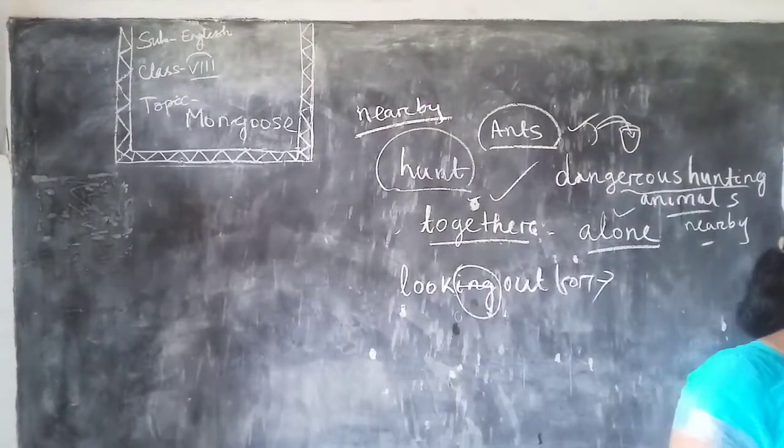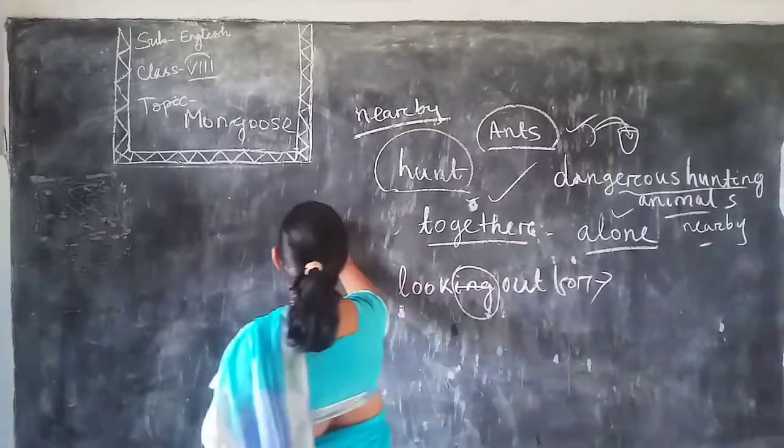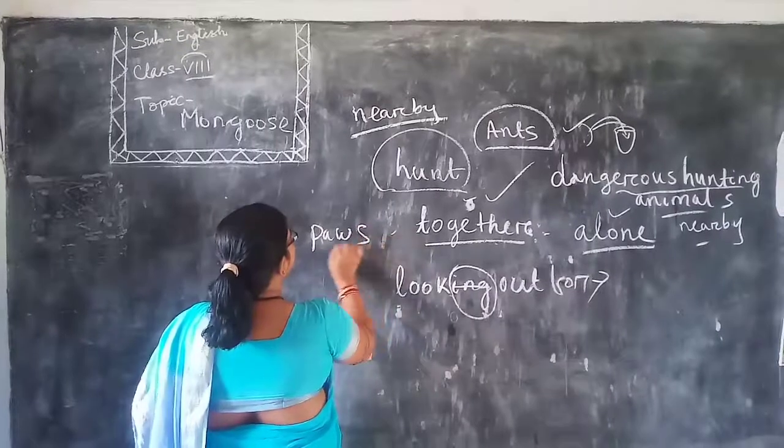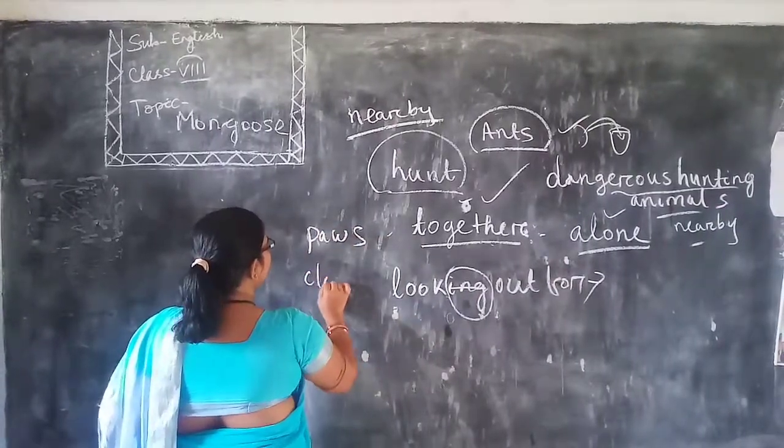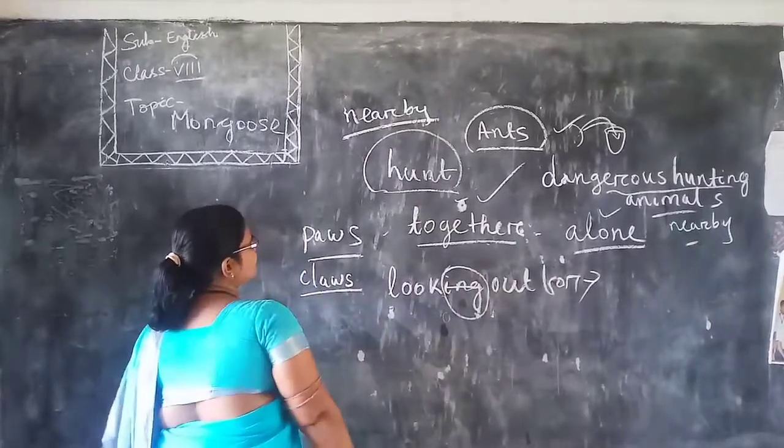Overturning rocks with their paws. Do you know what is paws? Paws, P-A-W-S, paws. And clutch. Have you got these two words in your paragraph? Paws and clutch.